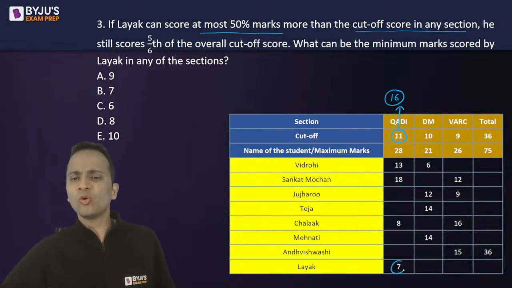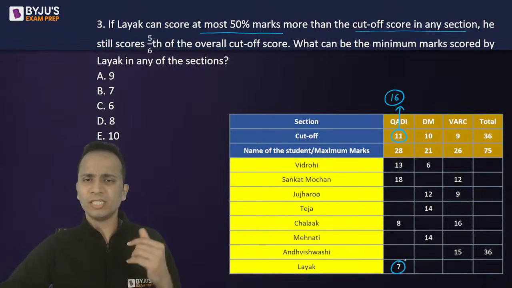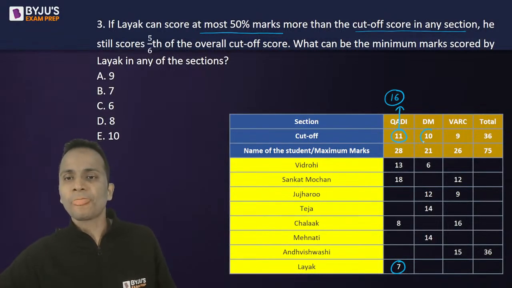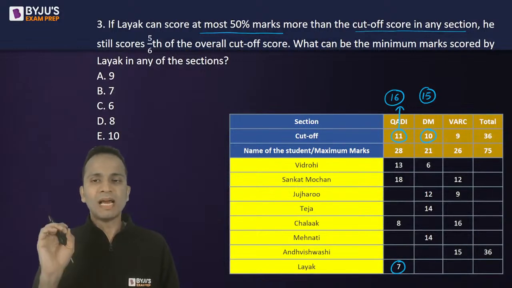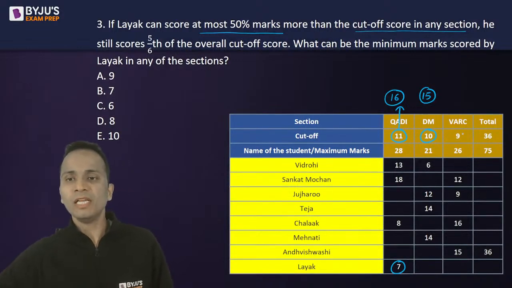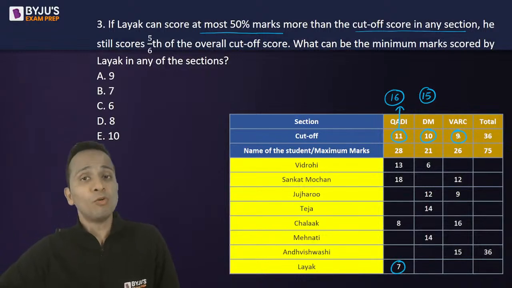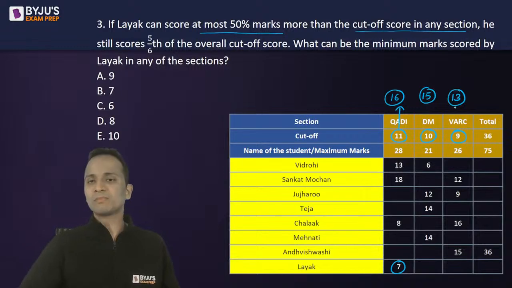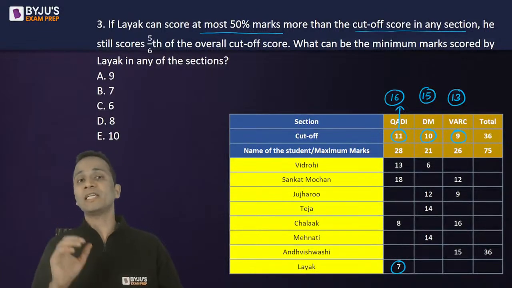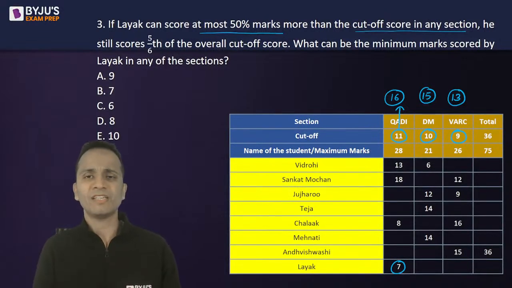But in QADI his score is already given, so we should not be bothered about this value. Okay, let's move on to DM. In DM the cutoff is 10. So he can score a maximum of 15 marks in DM. He can score anything below this, but he cannot score anything above this. Similarly, in VARC, 50% of 9 is 4.5. 9 plus 4.5 is 13.5. But since the marks should be natural numbers, the maximum mark that he can score in VARC is 13. So these three numbers, 16, 15, and 13, are the maximum marks he can score in the respective sections.